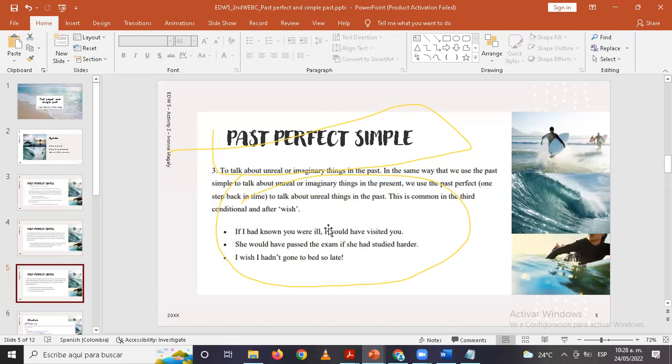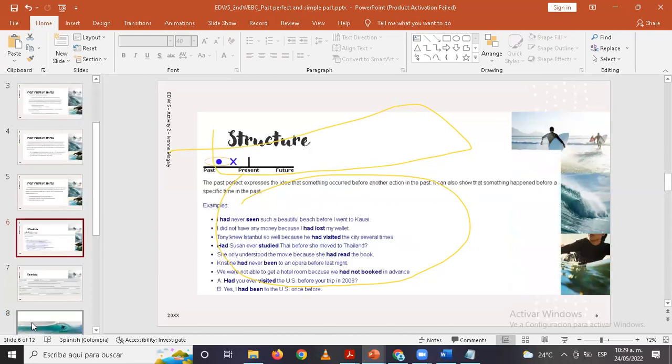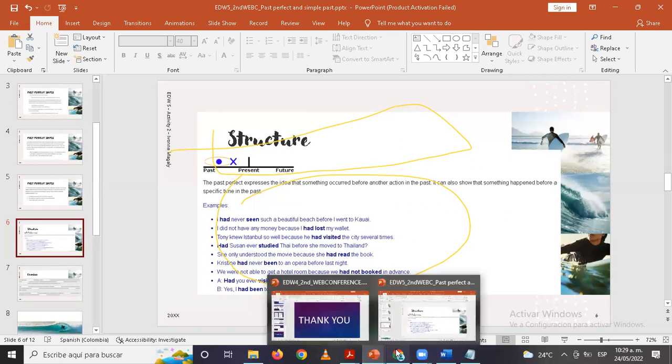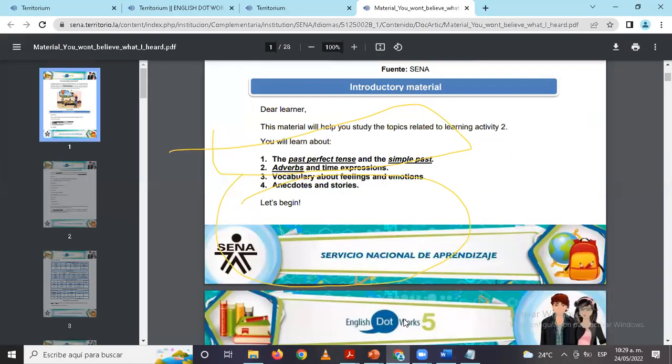Remember, I said at the beginning, we don't often use past perfect simple, no se usa mucho, but this is the most common way to use past perfect, in the third conditional. And here we have the structure. On the material, you also have the structure.